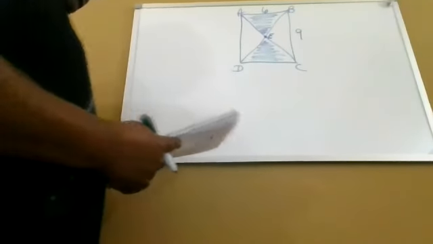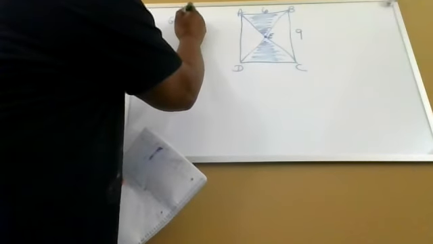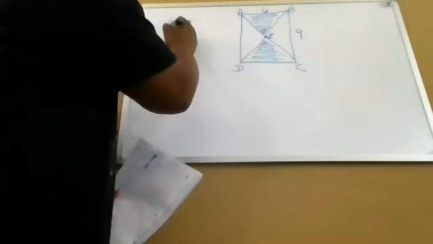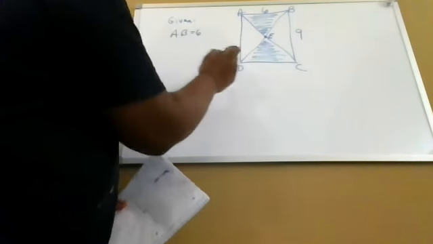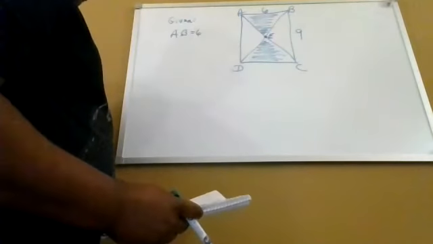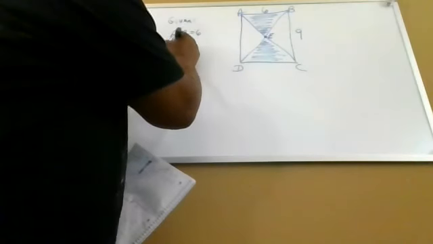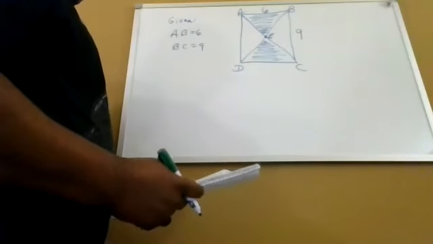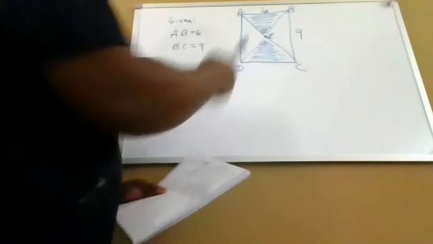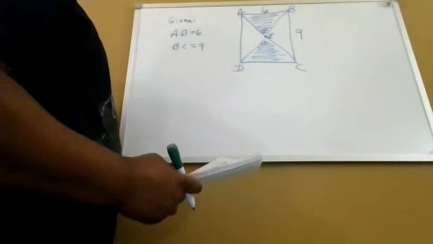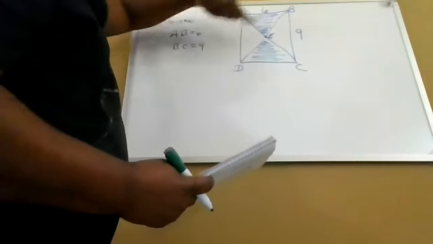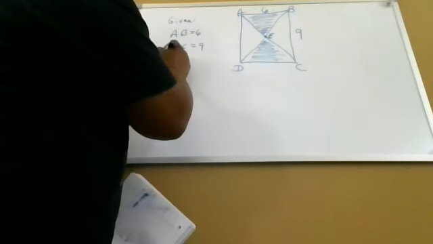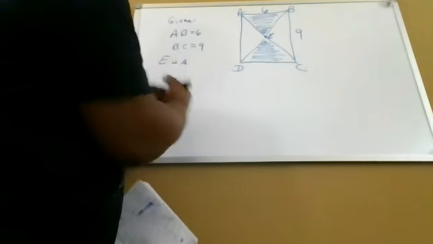Okay, so we're given the distance between A and B is 6. That's the top part of the rectangle. Distance between B and C equals 9. And we're given that point E is halfway between the distance AB and DC. So E is a midway point, or E is a midpoint.